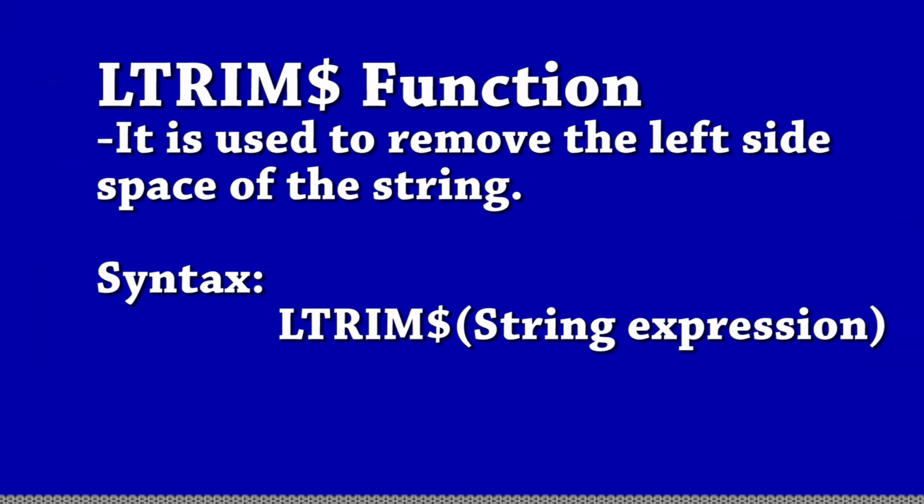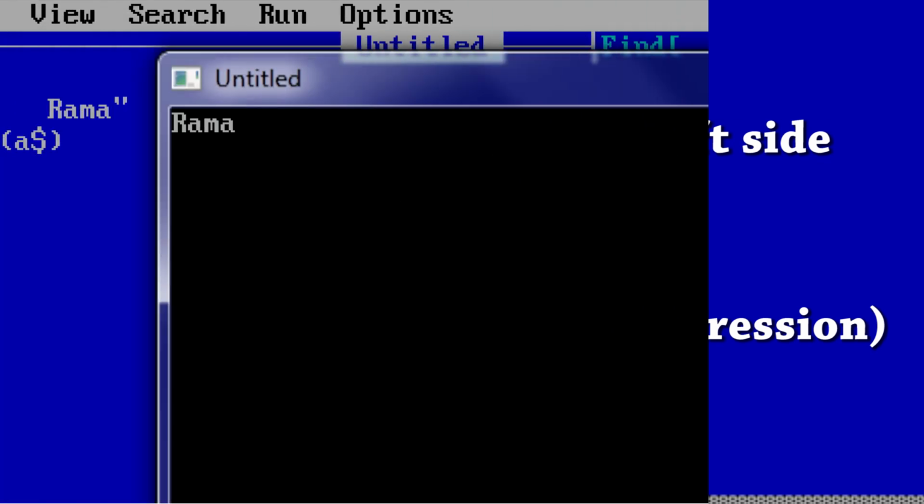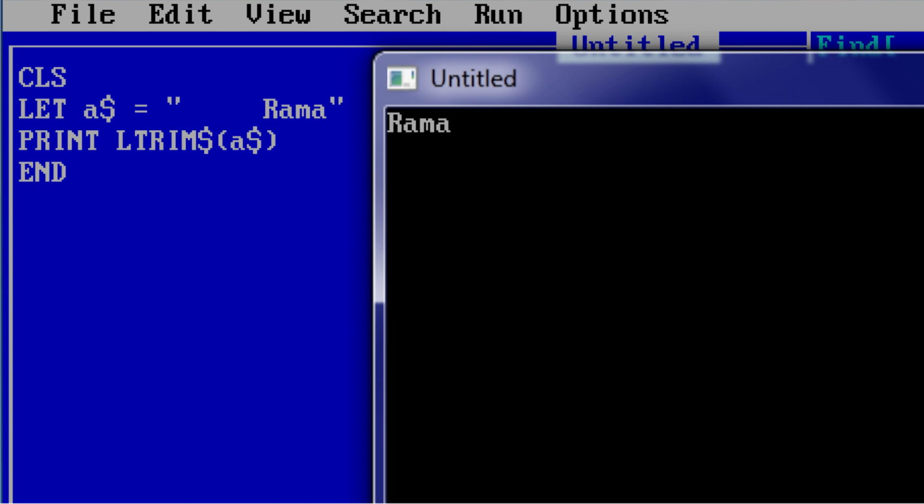that is the $trim function. So the $trim function means it removes the space given on the left side of any string value. Here you can see the syntax: $trim string expression. In the example, $8 equals a space then Rama, and it cleans that space. So in the output you can see there is no space. That is the work of the $trim function.